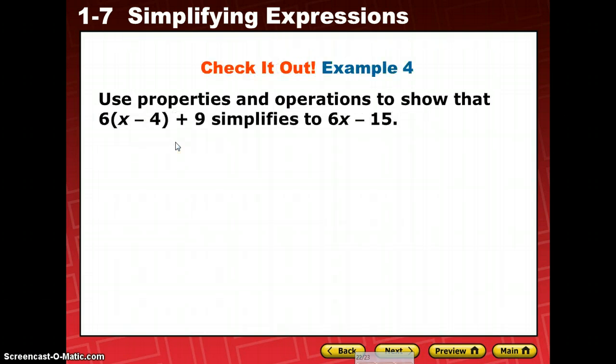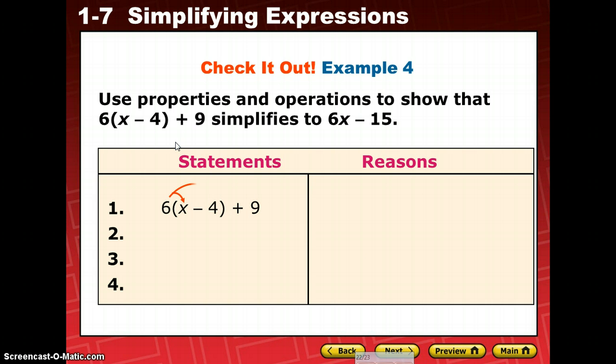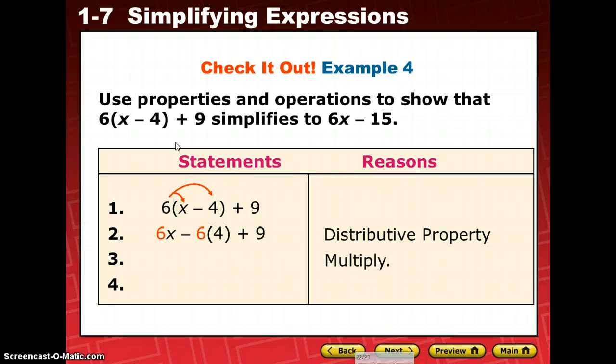So here's a second example of looking at how to make this one expression into the other expression by simplifying and explaining as we go. Again, we're going to do the distributive property first to multiply the 6 times x minus 6 times 4 plus 9. Next, we're going to multiply, so we'll have our 6x minus 24 plus 9. Then we're going to combine our like terms, and the like terms for this problem are just the constants, or just the numbers without the variable. So we have 6x minus 15, and that's as simplified as this gets.